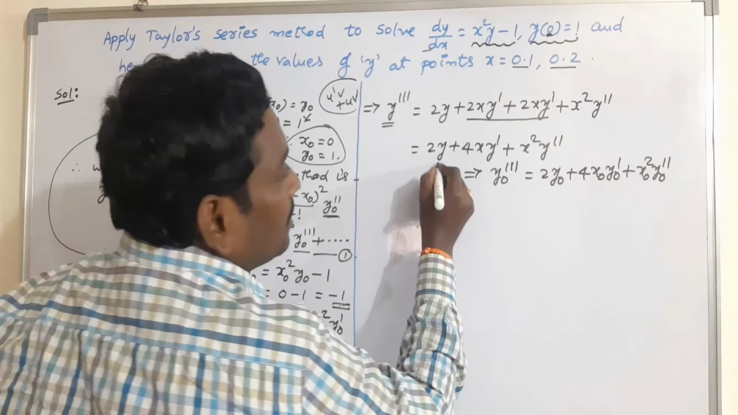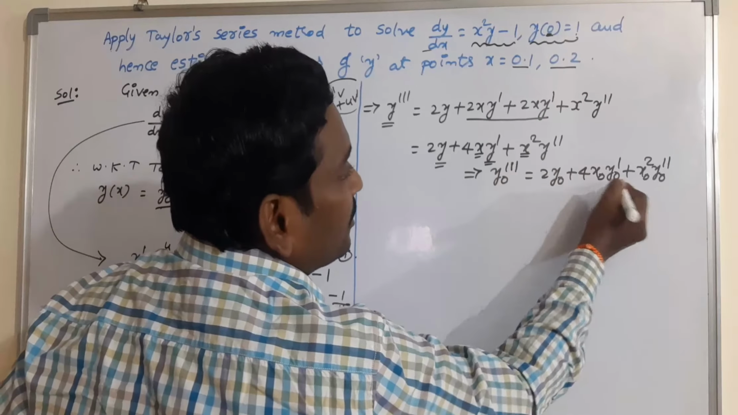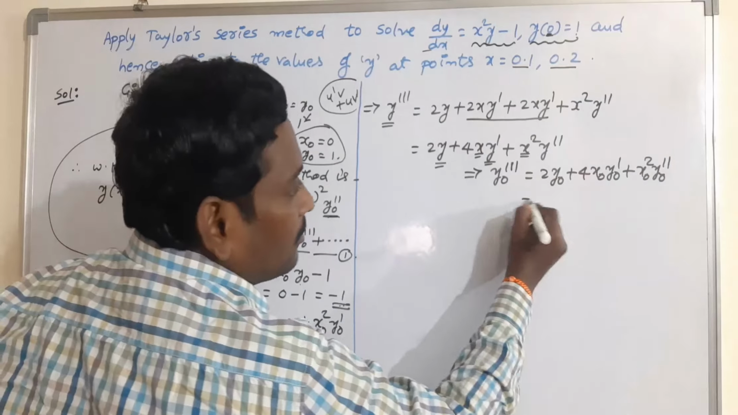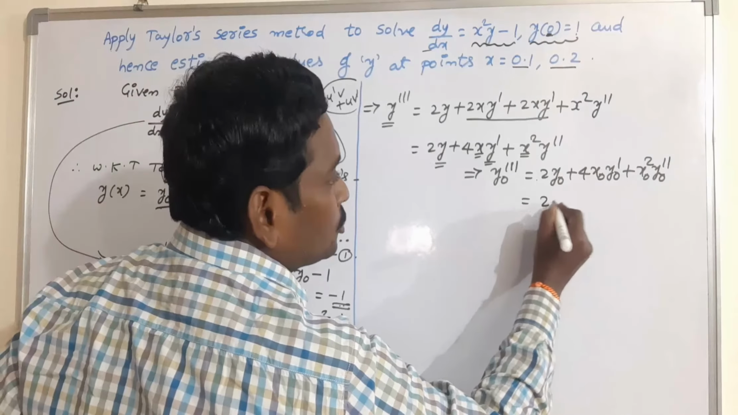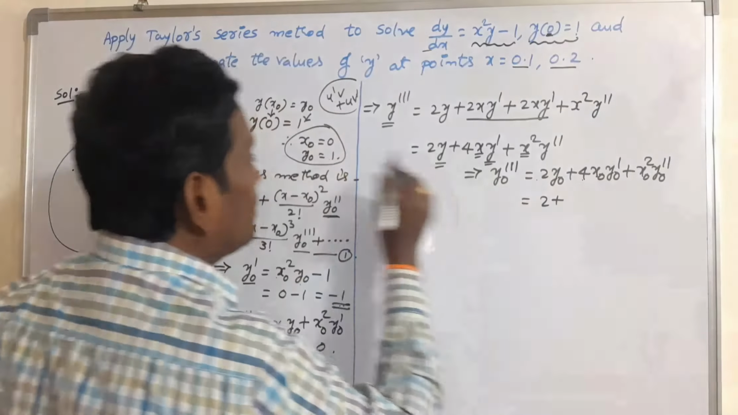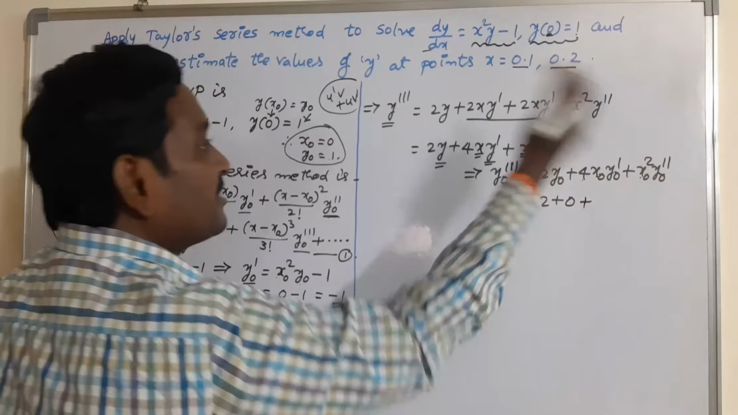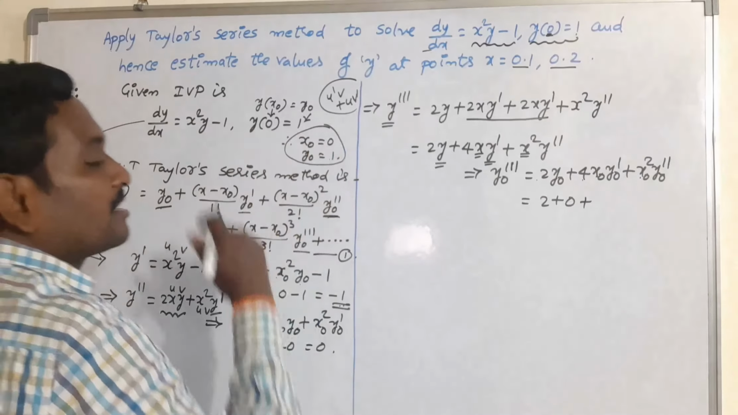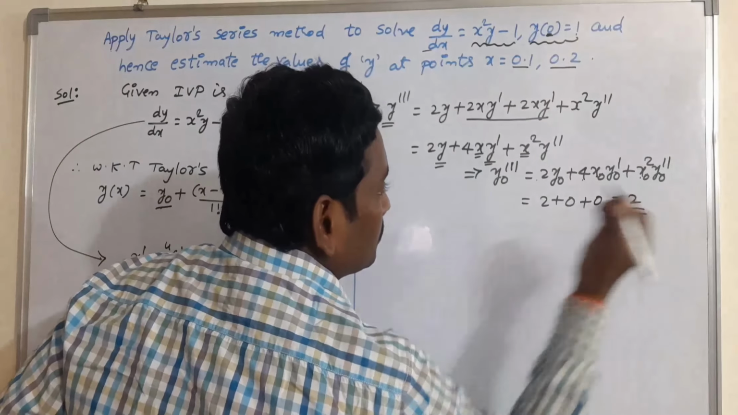So for that, whenever we have the variable, we have to write suffix 0. It is enough. Very simple. Now replace all the values. What is y naught? 1. 2 into 1, 2 plus 4 into x naught. x naught is 0. 0 into anything? 0. And again here we have x naught square into y naught double dash. But x naught is already 0. 0 into anything? 0.